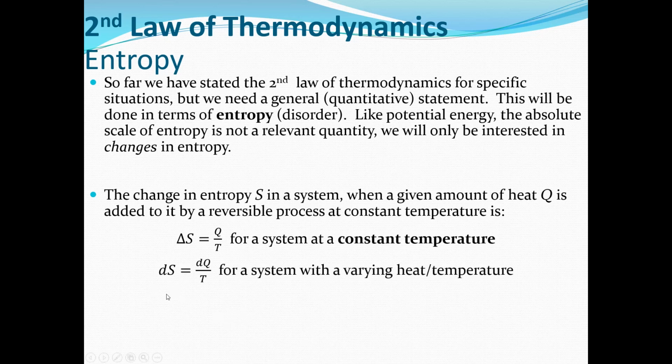Now, if we do have a varying heat, temperature, and entropy, we would use this. This would be our calculus-based form of the equation. We're going to use this to figure out a much better equation for much larger changes in temperatures, and that's done by taking this and taking the integral of it. Like I said, we're going to do this later on.